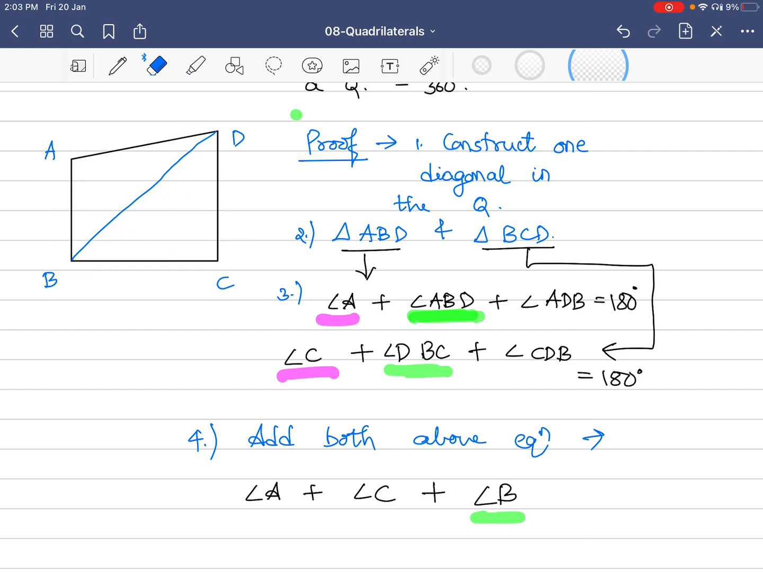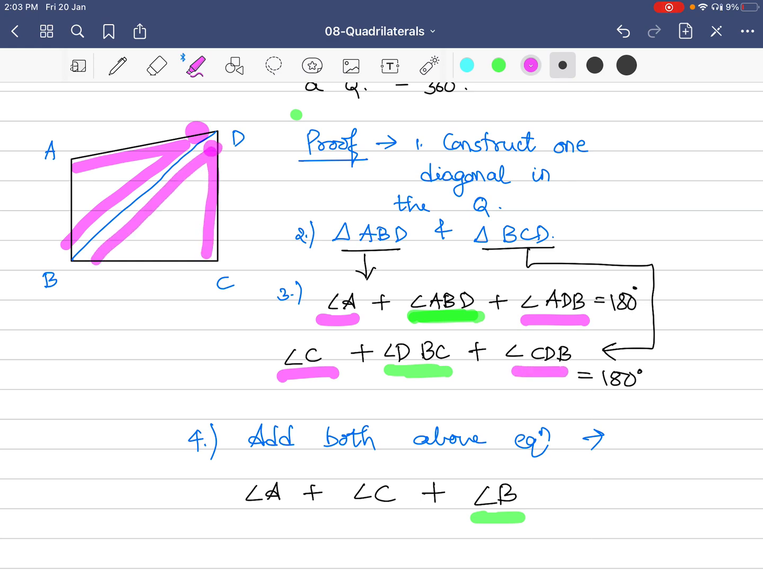And now similarly, when we add ADB, this is my angle ADB, so this is the D, plus CDB. So this is that angle. When we add these two angles, we get this whole angle D. So that's what's going to come here. That is going to be plus angle D is equal to 180 degrees plus 180 degrees. That's 360 degrees.